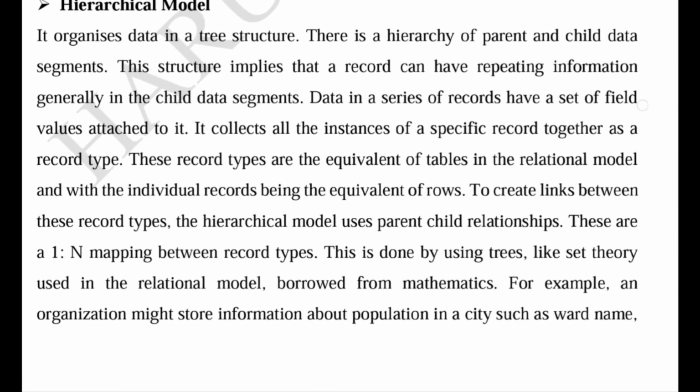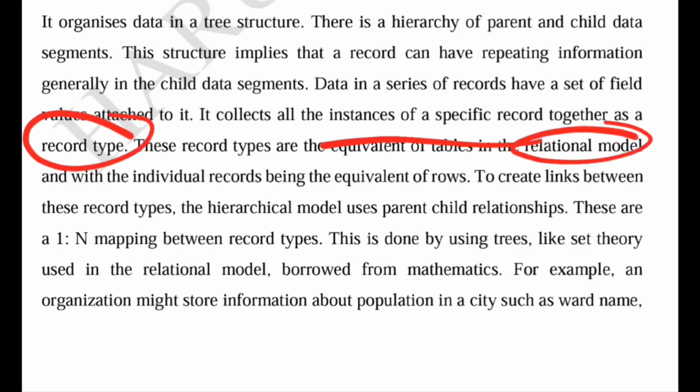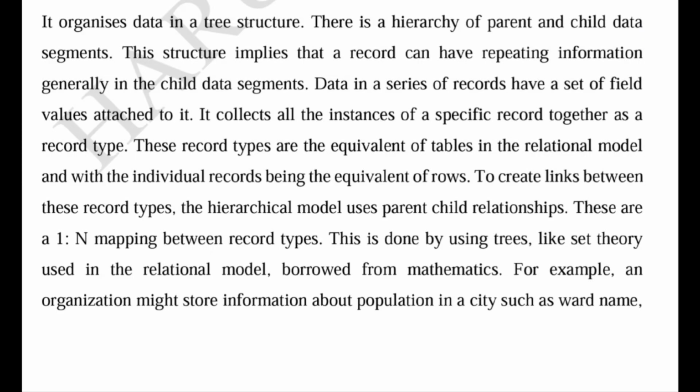So data in a series of records have a set of field values attached to it. So it collects all the instances of a specific record together as a record type. As in the case of the relational model, there is a data record in tabular form. So it is similar to that format. It collects all the information that can be linked to each other as in tabular form, but it stores the data in a tree-like structure, and if we collect all the instances, meaning their relationships, together, then it will form a series of data which is the equivalent of tables in the relational model.